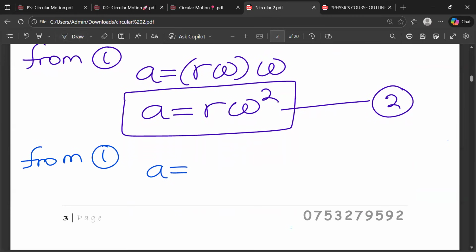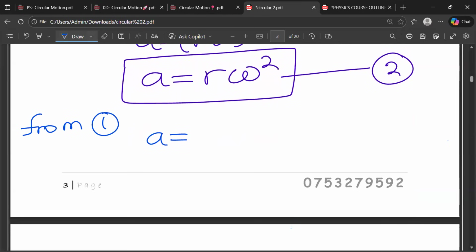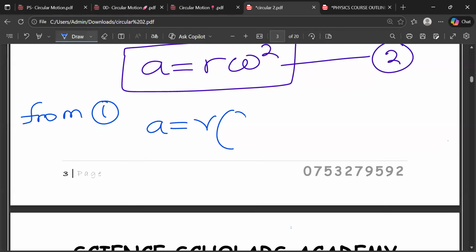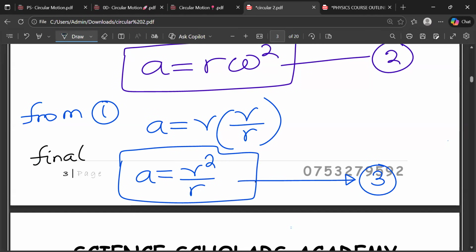But from the first equation, you can see, what was it saying? V omega. So you come and say V omega. But what is omega alone? Omega alone is V over R. So you come here and put V over R. And what will I get? My A will be V squared over R. And this will be my equation 3. Exactly. And that is the final equation.